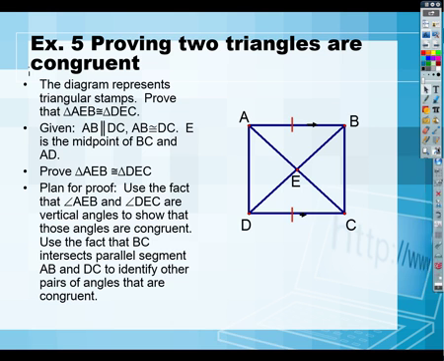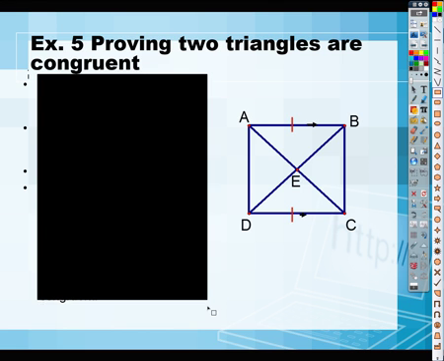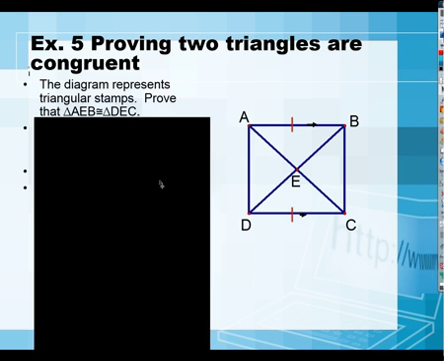Okay, what about this one? This is maybe a little trickier. Let's talk about this. Okay, let's prove that triangle AEB is congruent to triangle DEC. This is a little tougher. We're going to have to do a little more work on this one.